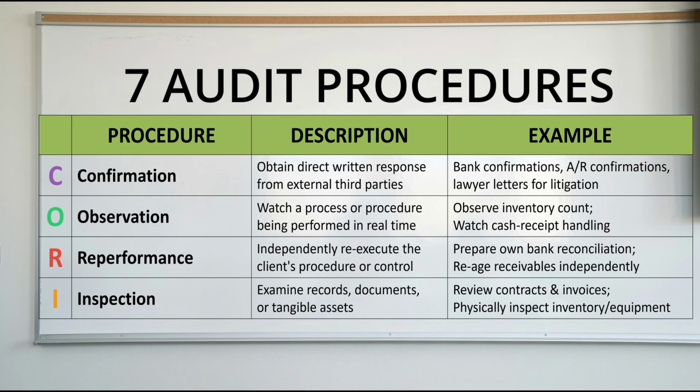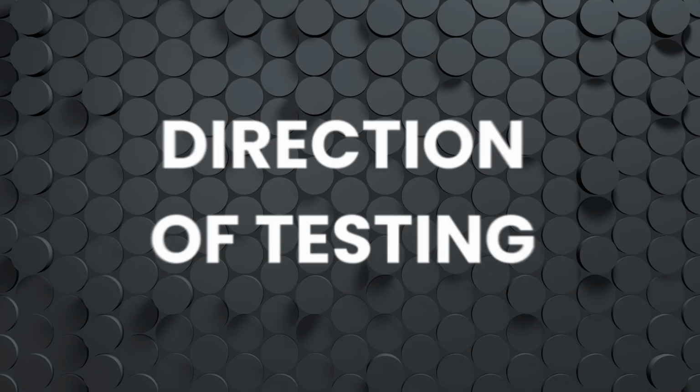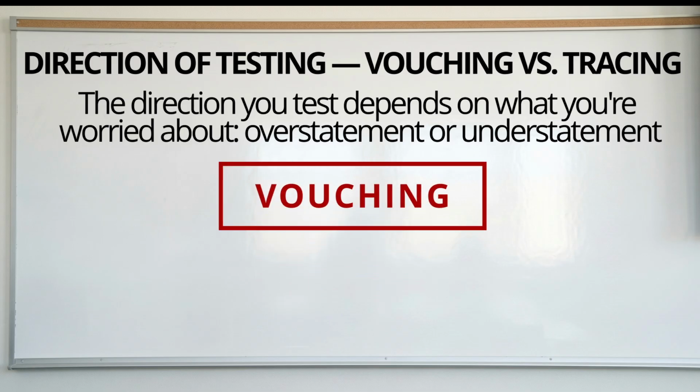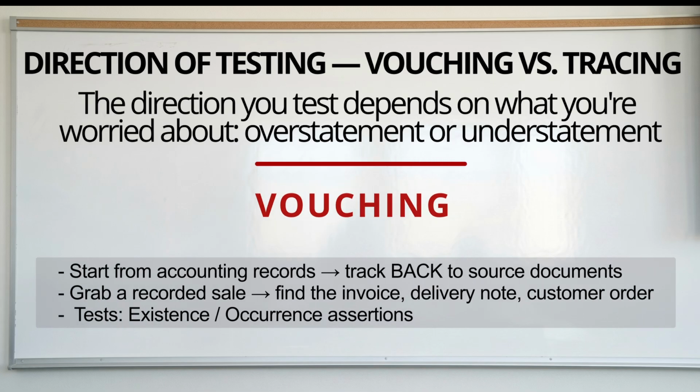Now let's talk about something that separates good auditors from great ones: direction of testing. The logic is beautiful in its simplicity. If you're worried something is overstated, something is recorded that shouldn't be, you start from the accounting records and track backwards to the supporting documents. This is called vouching. You grab a recorded sale and try to find the invoice, the delivery note, the customer order. If you can't find them, that sale might be fiction.